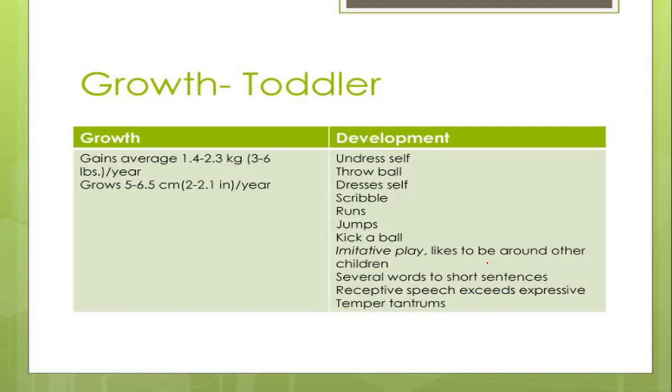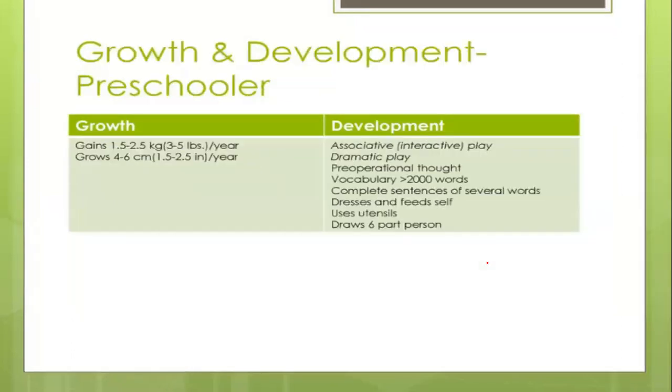They can imitate some plays and like to be around other children. This is when children are reaching the magical age, which is when this person reaches the age of 4. Pediatricians call 4 the magical age, because they always tend to link some facts to magical stuff. And they have receptive speech that exceeds expressive, and temper tantrums.